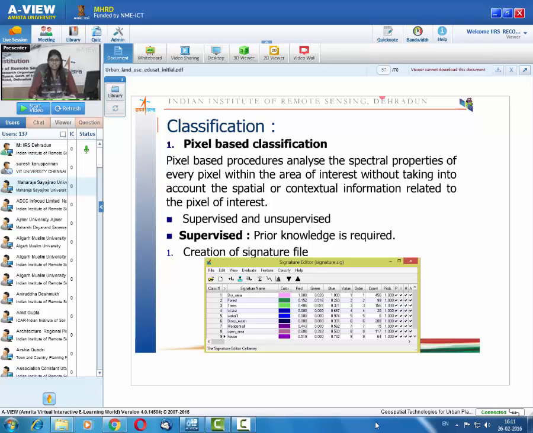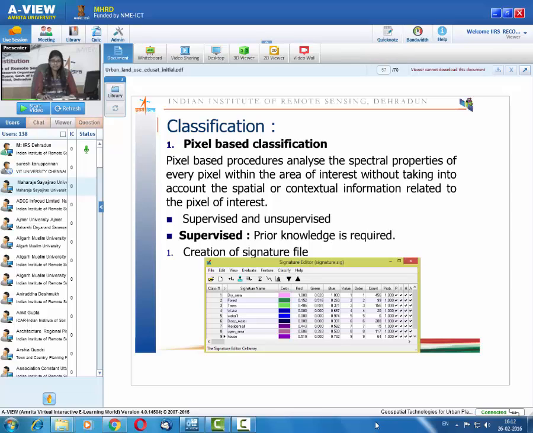In supervised classification, prior knowledge is required because you are giving training sets. Once you are giving a training set, that means you need to have at least some knowledge of the area, or you need to be a very good image interpreter. So for giving training sets, what do we do? We create a signature file. What do you mean by a signature file? A signature file is the value of that pixel.